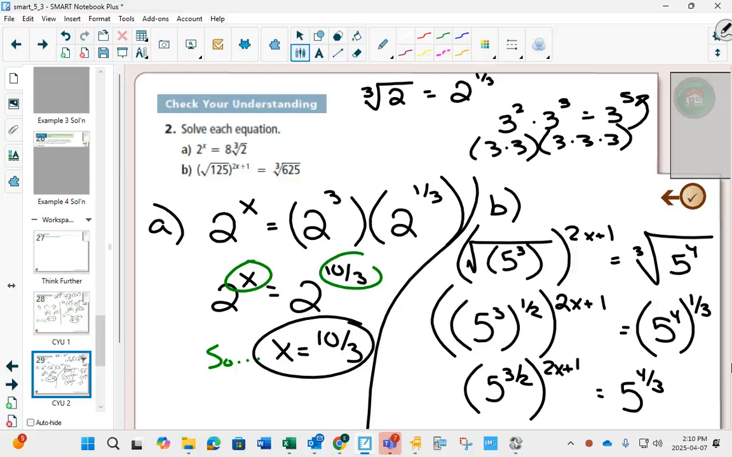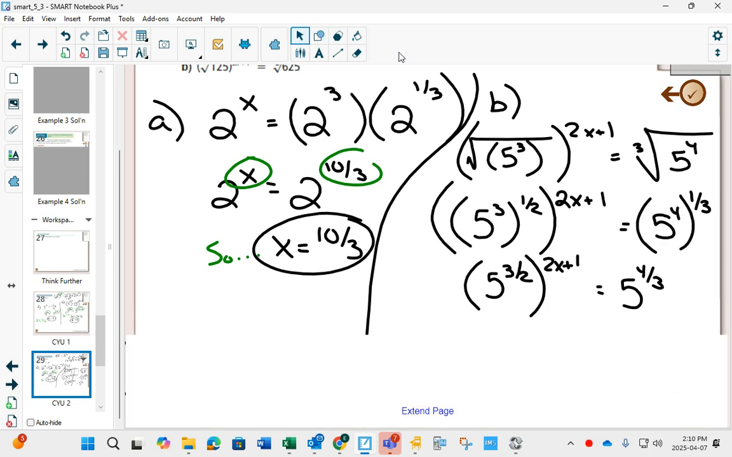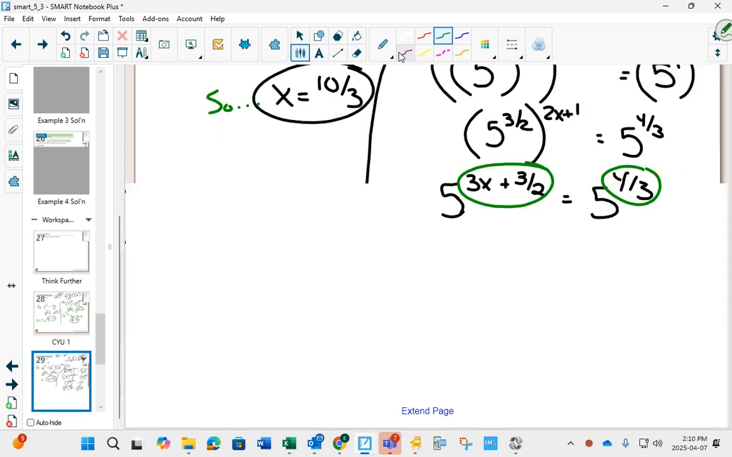Now we have another exponent to an exponent. So we have to multiply again. 3 halves times 2 is just 3. 3 halves times plus 1 will be plus 3 halves equals 2. And it is only now that you have a single power on both sides that we can go, so the 3x plus 3 halves has to equal 4/3.